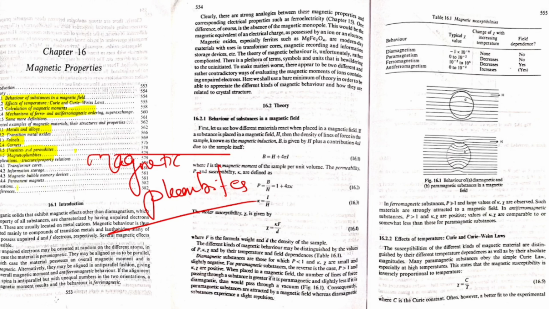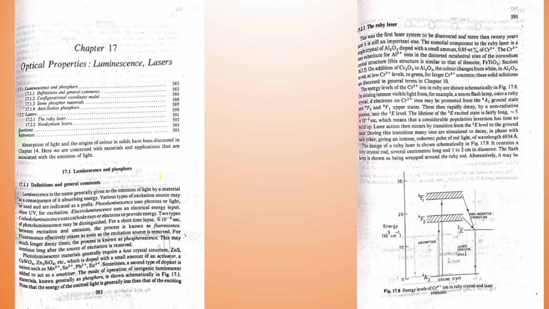Transformer cores, information storage, these are the applications. So you can use this book, as I have already repeated. This book is a rich source of research topics. You can see the mechanism of ferro and antiferro ordering, and the alignment of grains, the magnetoplumbate. Magnetoplumbate is nothing but a lead incorporated iron oxide, and the applications, structure and property relationship, transformer cores, etc. Move on to chapter number 17, optical properties.